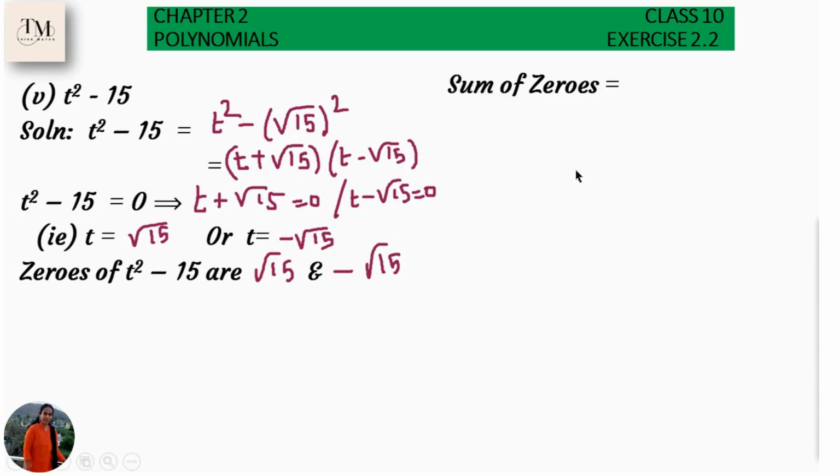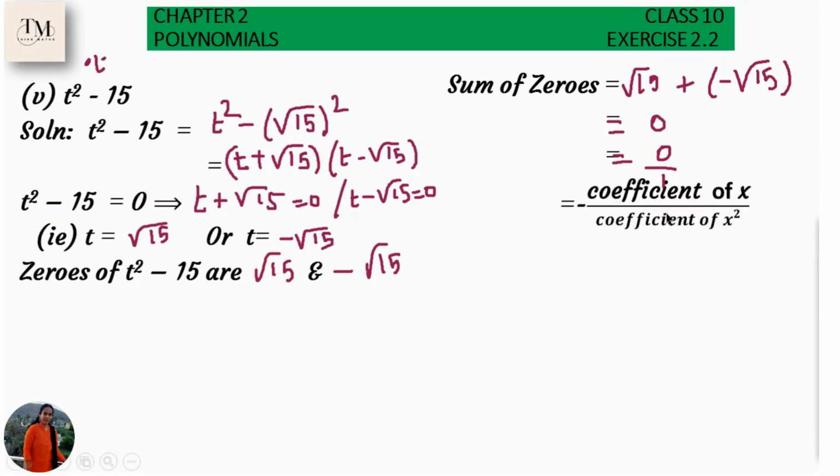Now we have to find the sum of the zeros. Okay. So what are the zeros here? Root 15 plus minus root 15. So if we add, the sum of the zeros is 0. So I can write it as 0 divided by 1. So here there is no t term, that is 0 into t. So this is nothing but minus coefficient of t divided by coefficient of t square.